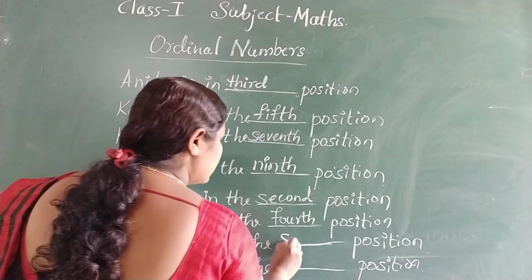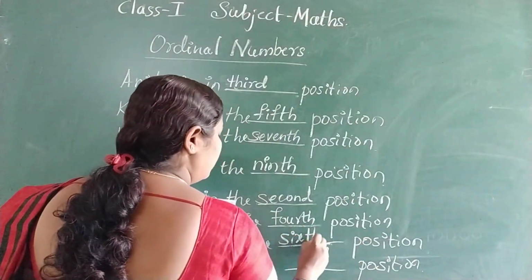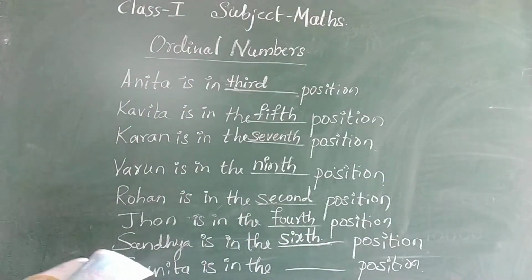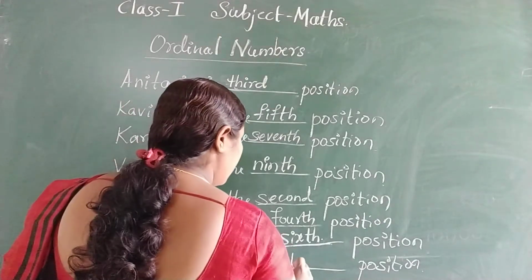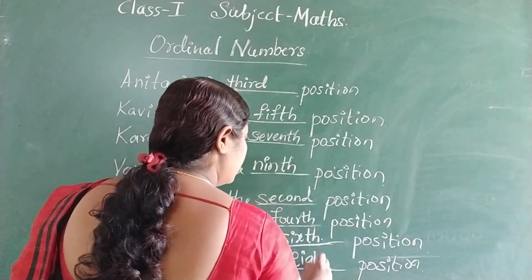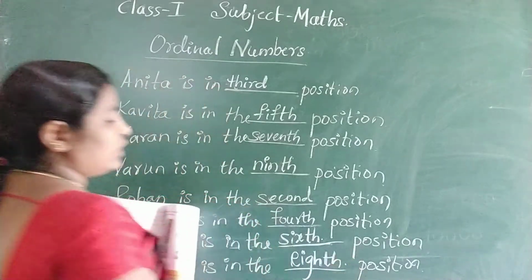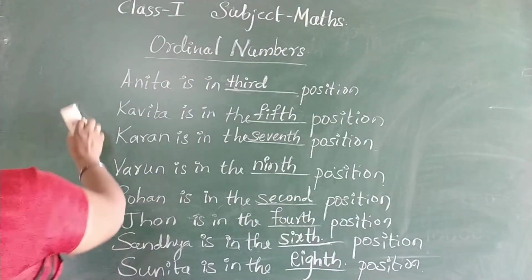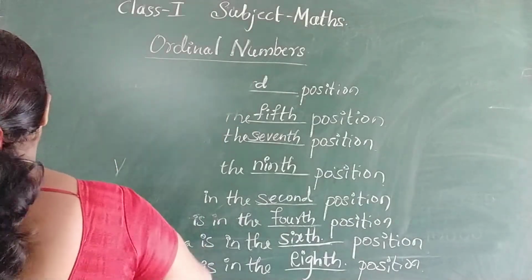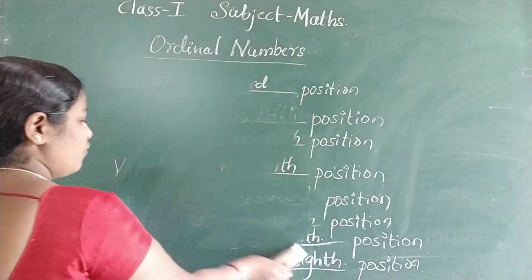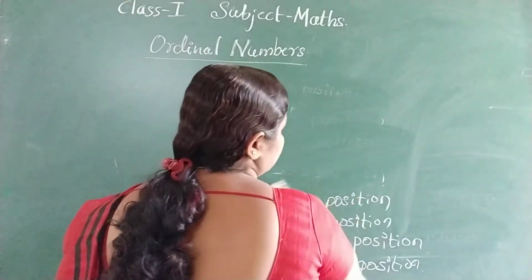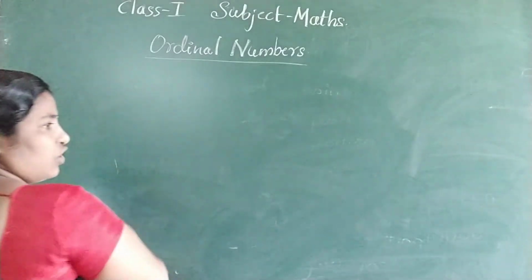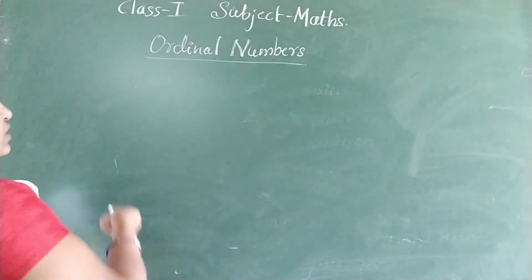Next Sandhya. Sandhya is in 6th position. Sunita is in 8th. E-I-G-H-T-H. 8th position. So write these answers in your textbook. Next, short forms of ordinal numbers. First, we will see 1 to 10 ordinal numbers. Then the short form of those ordinal numbers.